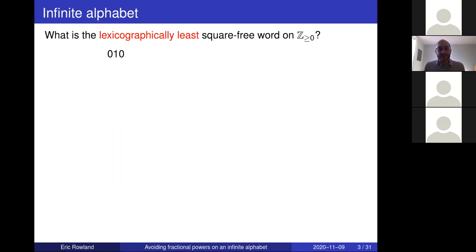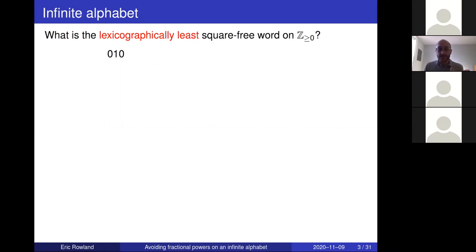So why am I interested in the lexicographically least? Well, most patterns or most languages, if you're trying to avoid them on an infinite alphabet, it's very easy. Like I said, you always have a letter that you haven't used yet, so you can always put that letter down. Unless your pattern is very special in some sense, you'll be able to avoid that pattern. So one possibly interesting question is, what is the lexicographically least such word?